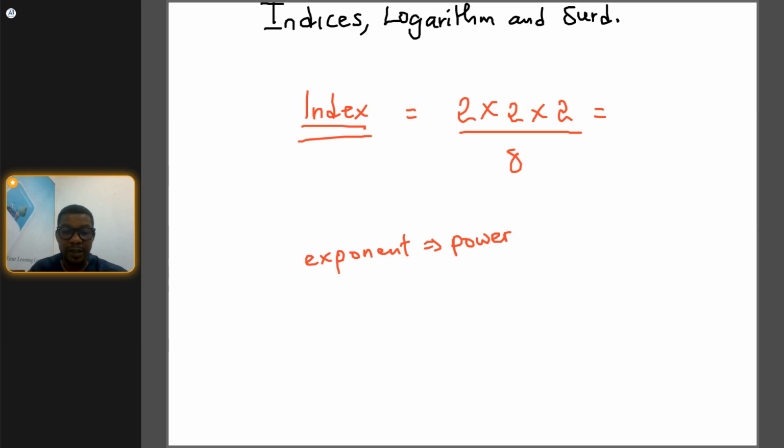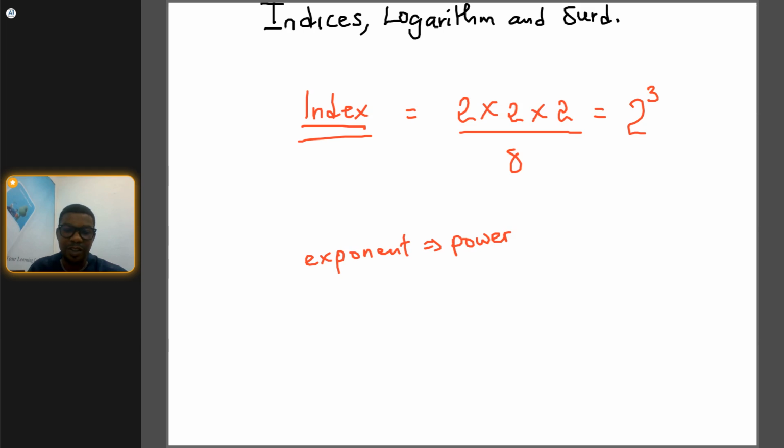So this 2 times 2 times 2, which is 8, can also be written as 2 raised to the power of 3. This is called an index form, and this is the basic foundation of the topic indices.